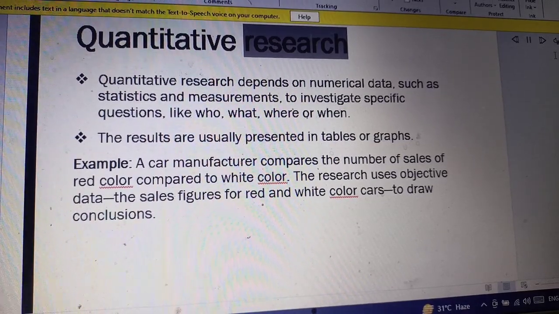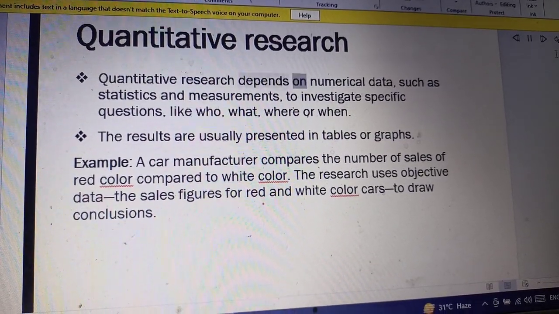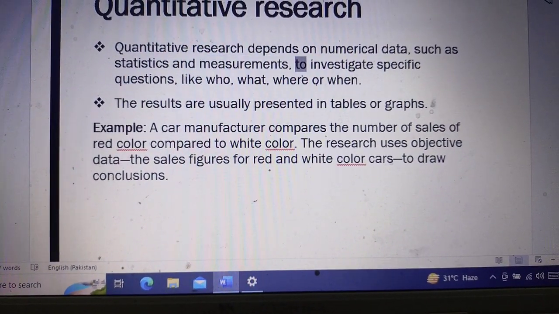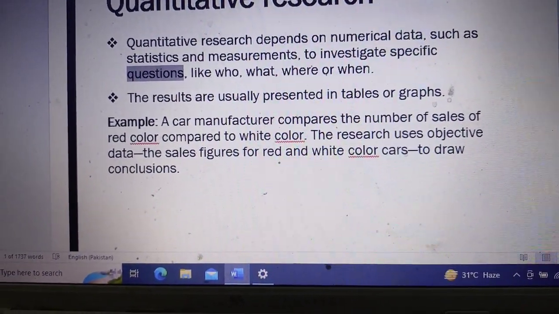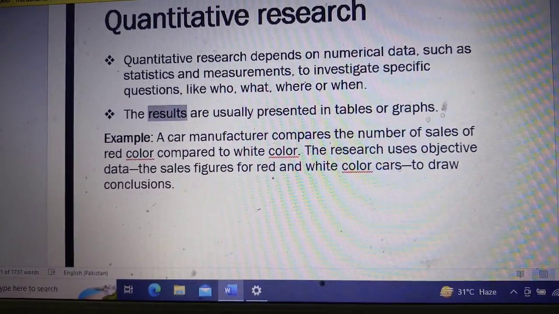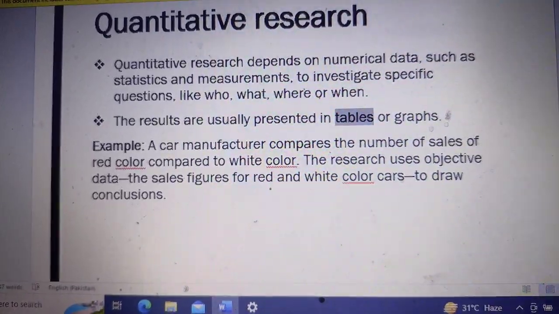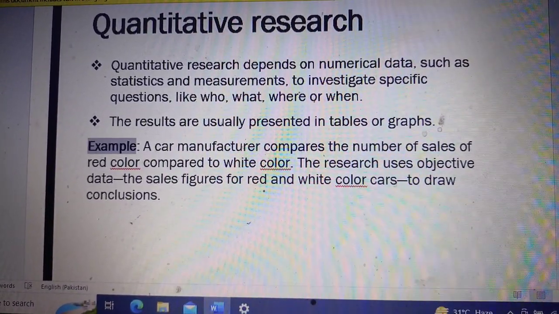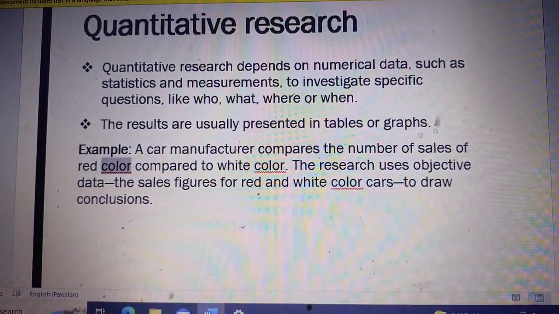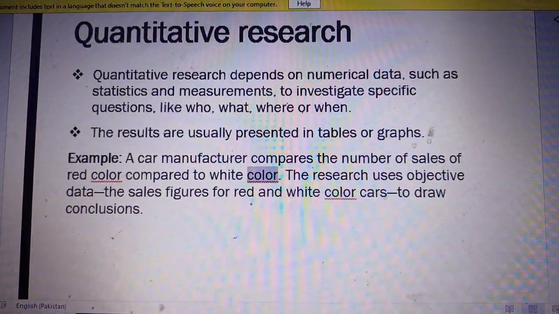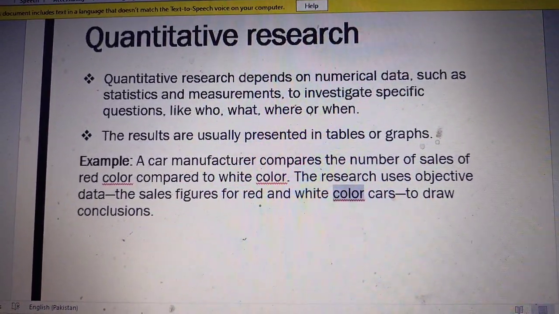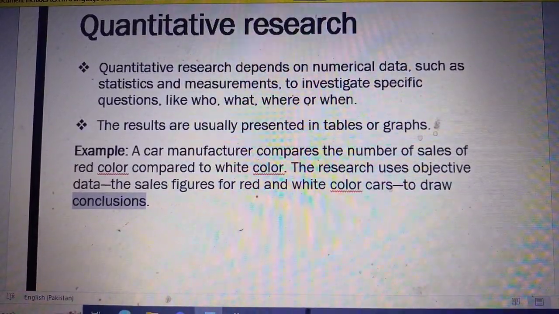Quantitative research. Quantitative research depends on numerical data, such as statistics and measurements, to investigate specific questions, like who, what, where or when. The results are usually presented in tables or graphs. Example: a car manufacturer compares the number of sales of red color compared to white color. The research uses objective data, the sales figures for red and white color cars, to draw conclusions.